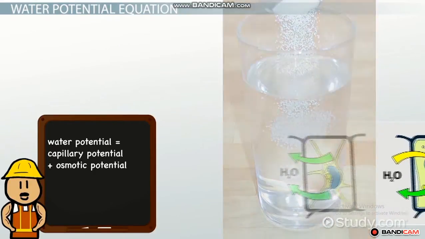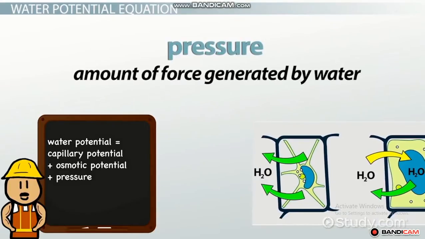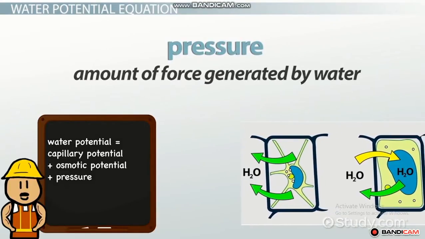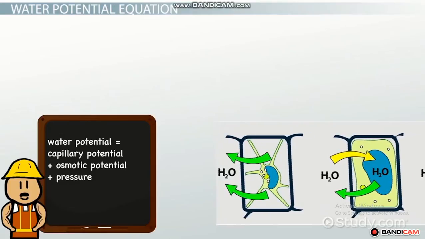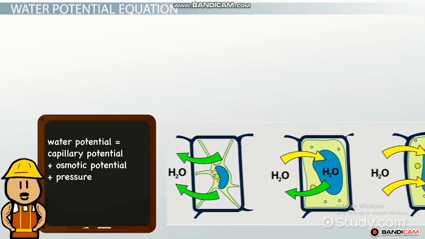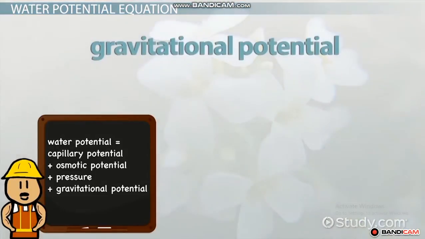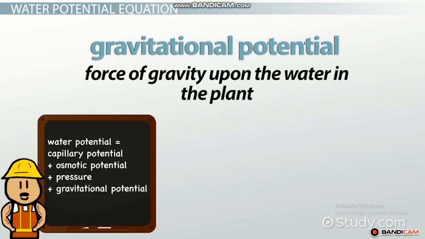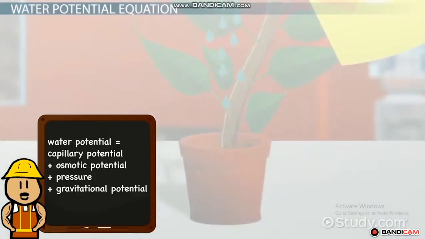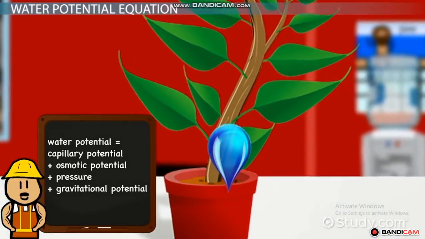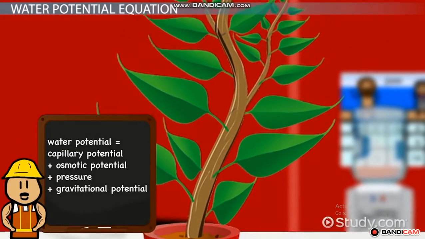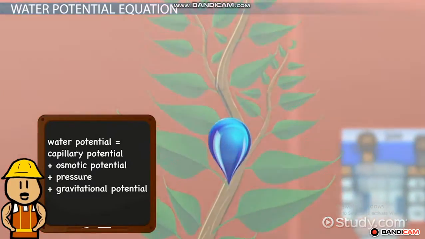After that, we've got pressure, or the amount of force generated by water. Water pressure creates an outward force, which is how plants keep their rigidity and shape. Finally, we have gravitational potential, or the force of gravity upon the water in the plant. This too negatively impacts potential, since plants must overcome this gravity to transport water up the stem.